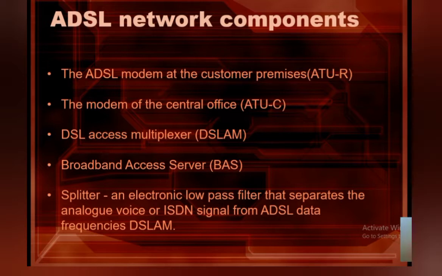Fifth, the splitter. The splitter is an electronic low-pass filter that separates the analog voice from the data frequencies like the DSL access multiplier. DSL AM stands for DSL access multiplier. So this splitter is used to separate the low pass. It is a filter. It filters the analog voice from the DSL access multiplier. So these are the components.